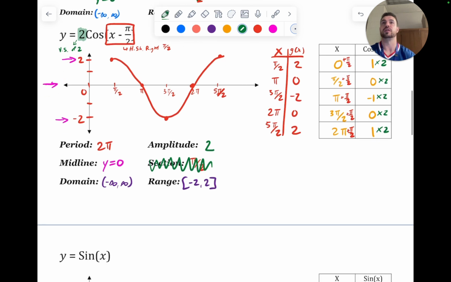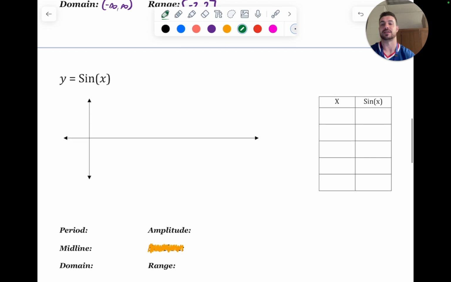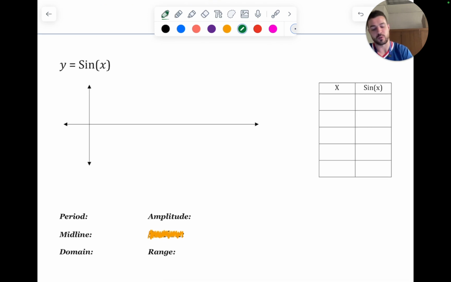All right, so let's flip over and briefly talk about sine. So sine's going to work the same way. I'm going to pick some nice values to plug into my function. Again, 0, pi over 2, pi, 3 pi over 2, and 2 pi. Now, sine of each of these values is going to be a little bit different than what we did before. We're looking for the y value of those coordinates. So sine of 0 is 0. Sine of pi over 2 is 1. Sine of pi is 0. Sine of 3 pi over 2 is -1. And then sine of 2 pi is 0.